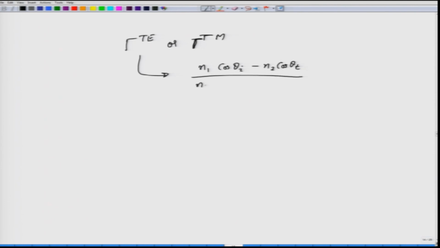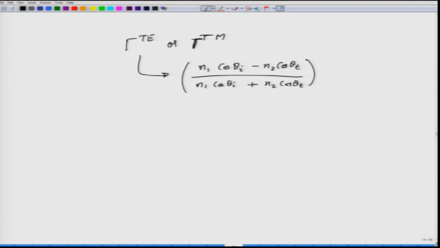This is not the complete story; there is one additional story that I would like to talk about in total internal reflection. Well, if we go back to the expressions of, say, gamma TE or gamma TM, let us go to the expression for gamma TE, which is given by N1 cos theta I minus N2 cos theta t divided by N1 cos theta I plus N2 cos theta t.